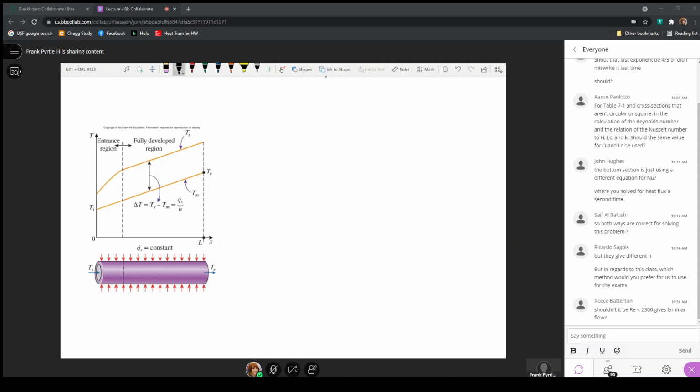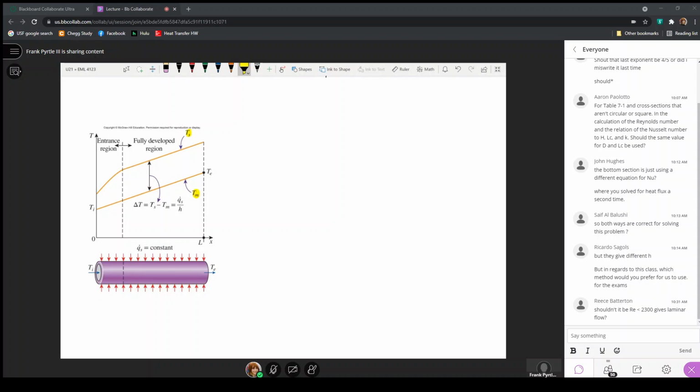This lower orange line is a temperature variation of the fluid. This upper line is a temperature variation of the surface. So here, T sub M, again, where T sub M is the mean temperature of the fluid, T sub S is the surface temperature of the pipe.